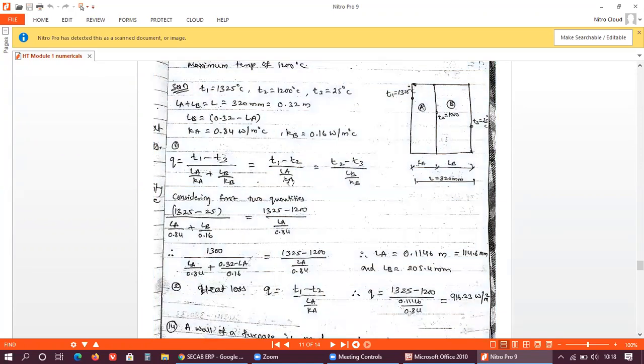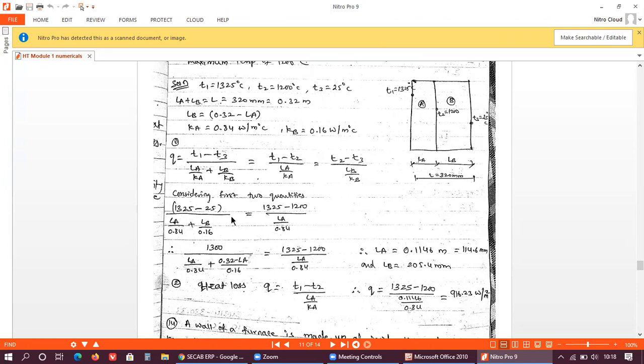as you can see here, I am equating with the first two quantities now. So here T1 is 1325 minus T2 is 1200 degrees Celsius. T2 value is given in the problem statement, 1200 degrees Celsius, divided by LA divided by 0.84. So I can predict that the rate of heat transfer throughout the composite wall on the left side is equal to the rate of heat transfer through the first wall, right? So these are the two expressions that you have to write like this. Okay, so equate first and second equation.